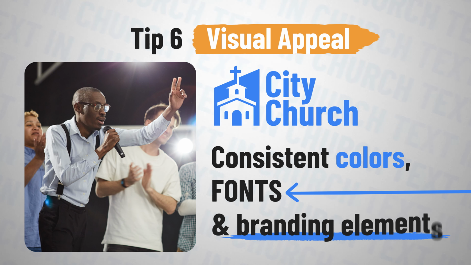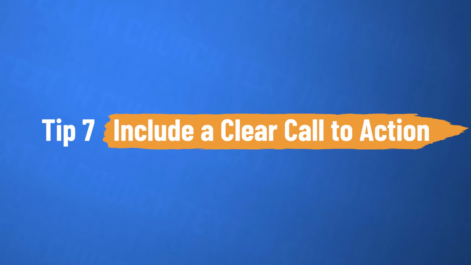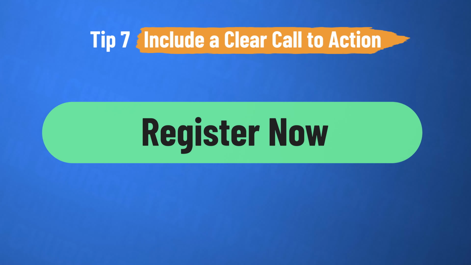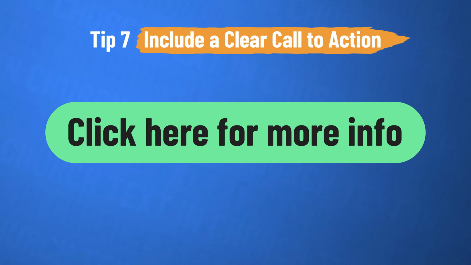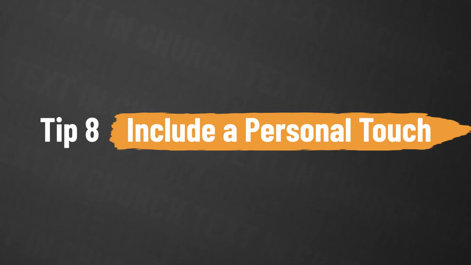And tip number 7 is to include a clear call to action. Include a clear call to action or a CTA for registrations or RSVPs or volunteer signups or links for more information. What you want to do is you want to ensure that any links or buttons are easily accessible and they're functional on both the desktop and mobile devices. And it begs mentioning, check your links before you send them out. The last thing you want is a clear call to action that leads nowhere. Don't do that.